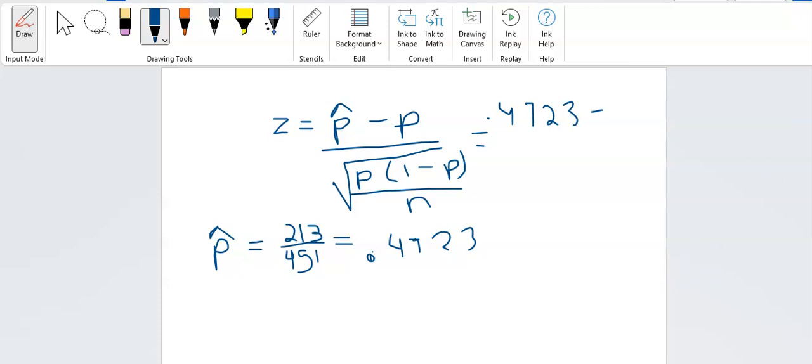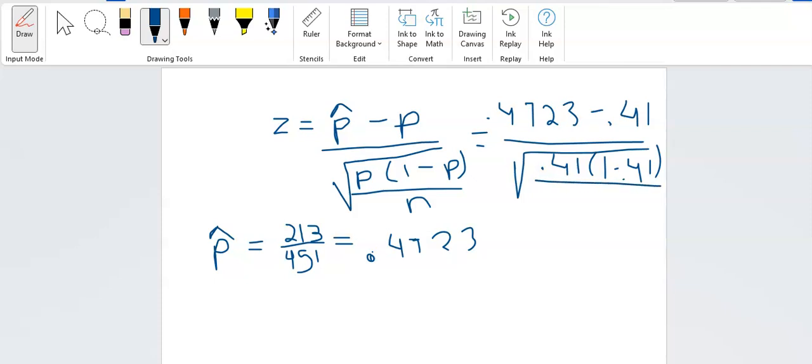And let me make my 7 look more like a 7. There we go. Okay, now let's plug it into here. We're going to have 0.4723 minus our proportion from the null hypothesis. Let's go back and see what that was. It was 0.41. Okay.